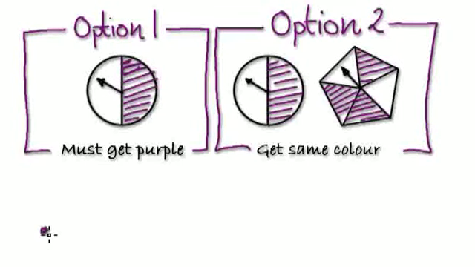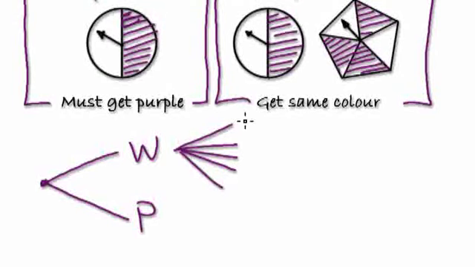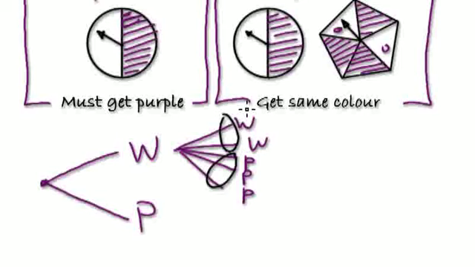So let's say you start here. You're going to spin the first spinner. You could get a white or a purple. Then suppose you get a white one. Then you spin it. When you spin it, you could get this: 1, 2, 3, 4, 5. You could get a white here, and then a purple, and then a purple, and then a purple. But what we're going to do is merge these three together, and merge these two together.